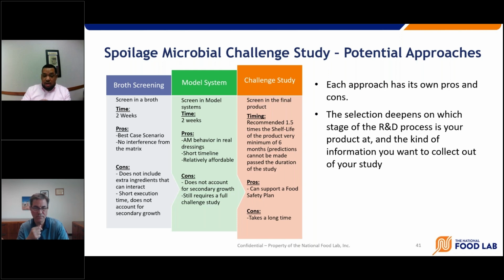You need to account for the time it will take to grow the microorganisms, and you probably will like to run this at least in duplicate, or even triplicate. So each approach has its pros and cons. Some of them are just more useful upfront in the early stages of development, but the selection will depend on what stage you are at and what information you want to collect out of your study.